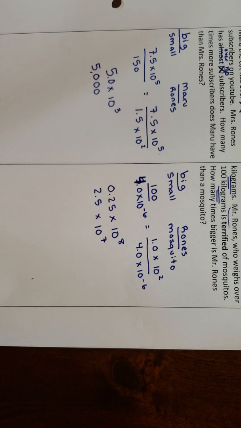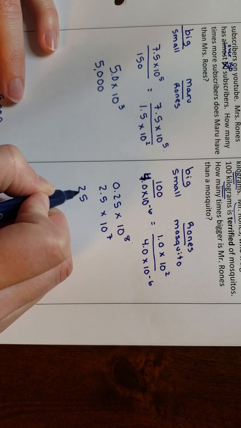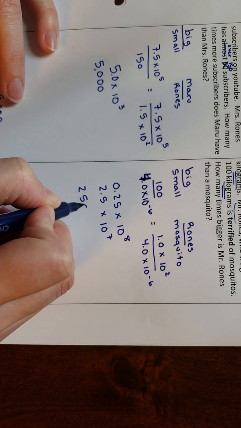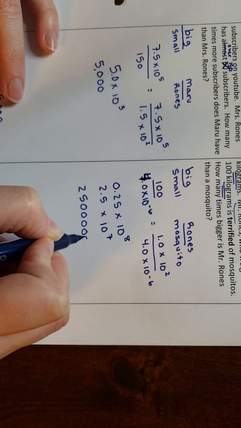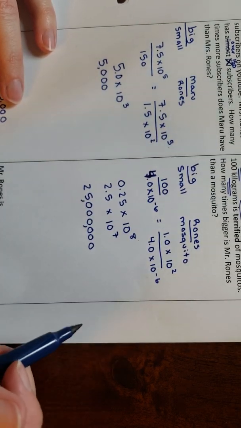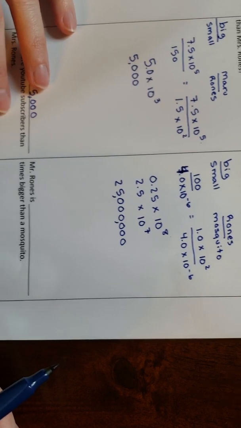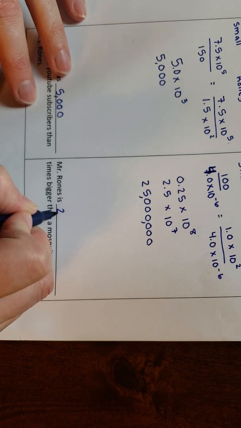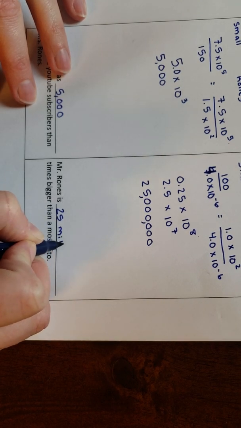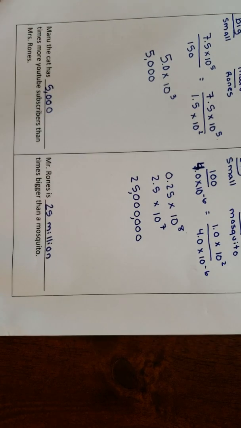But that's not very meaningful, is it? So let's convert it. It was 2.5. 1, 2, 3, 4, 5, 6, 7. Oh, now it makes more sense. He is 25 million times larger than a mosquito. All right, and that makes his fear kind of silly. But I don't want to undermine that.